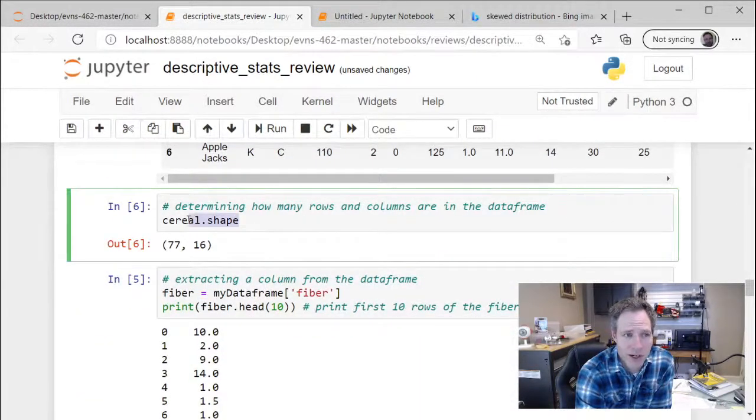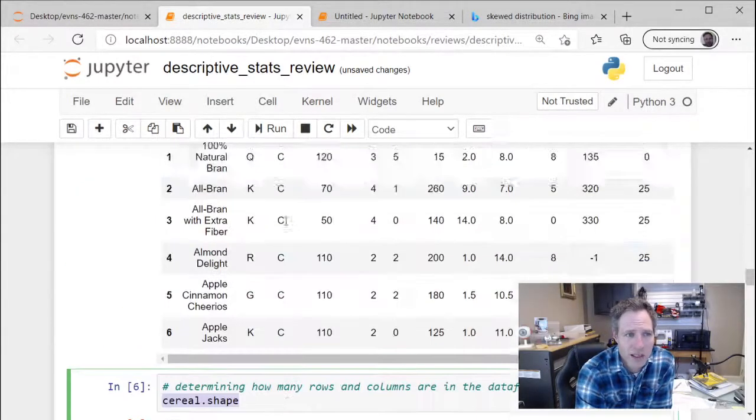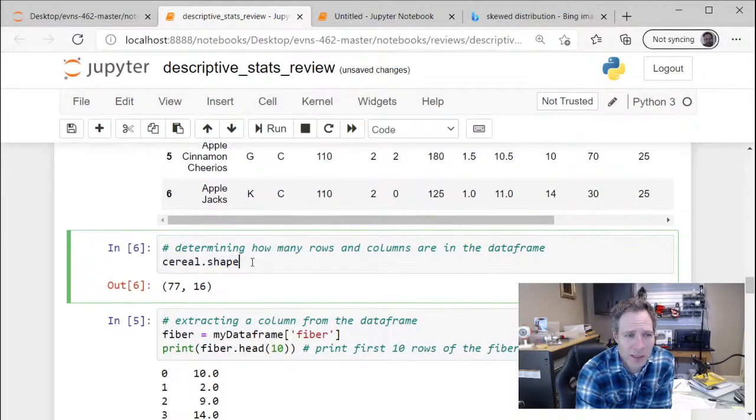This is a very useful command, especially when you have huge data sets. You can't view them all at the same time. Even if this was in Excel, you would only see a part of it at a time. You'd have to scroll down or scroll left and right to see it all. But you can see the shape of your data.